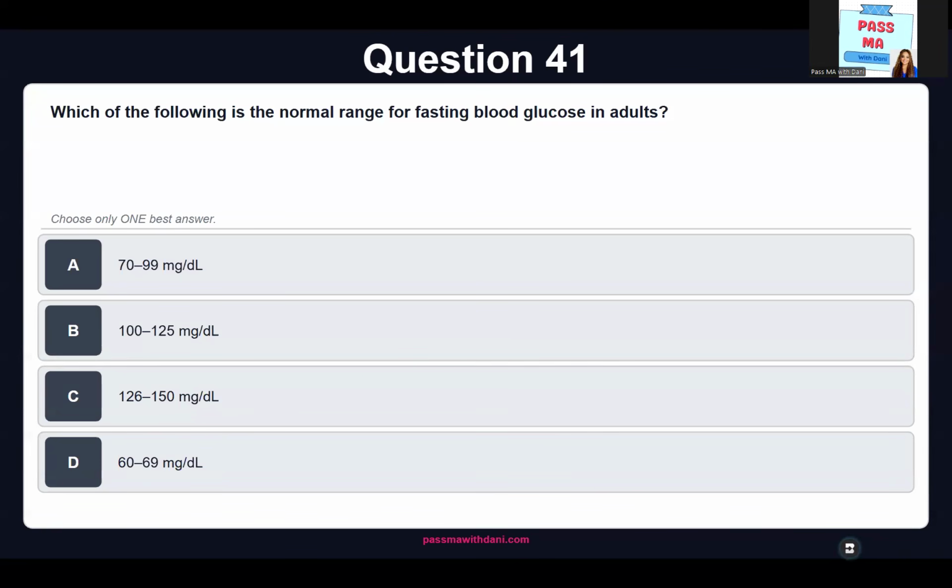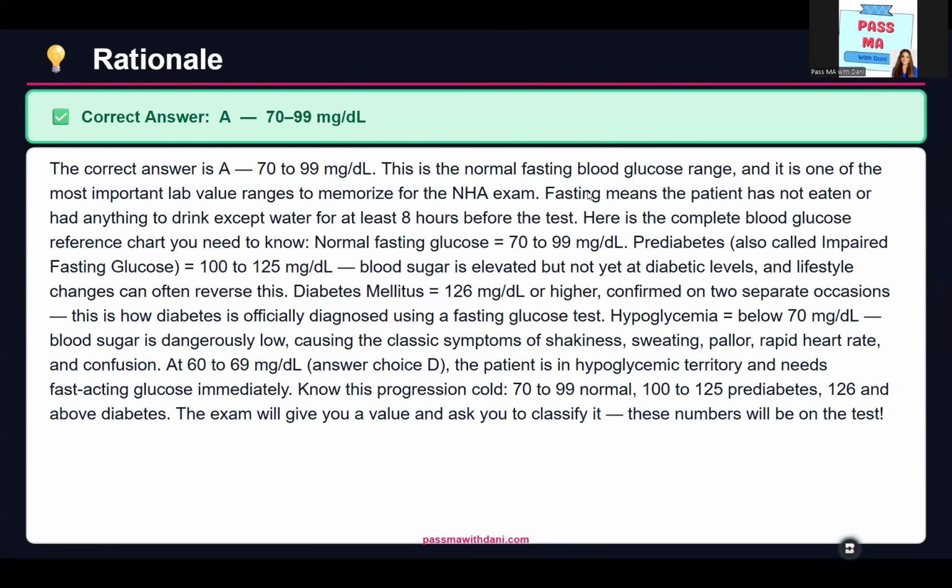Which of the following is the normal range for a fasting blood glucose in adults? A, 70 to 99, B, 100 to 125, C, 126 to 150, or D, 60 to 69. The normal range for fasting blood glucose. The answer is 70 to 99. This is the normal, so that's A, guys.